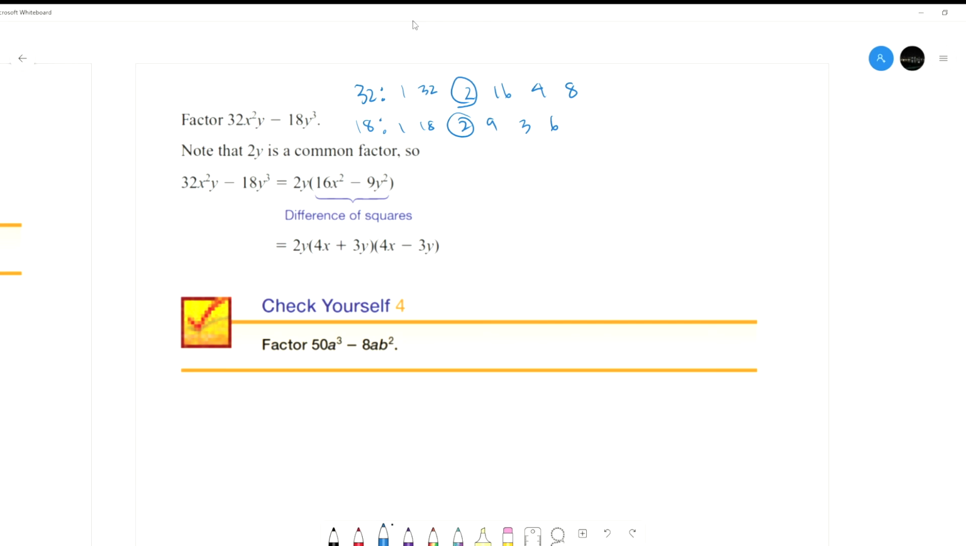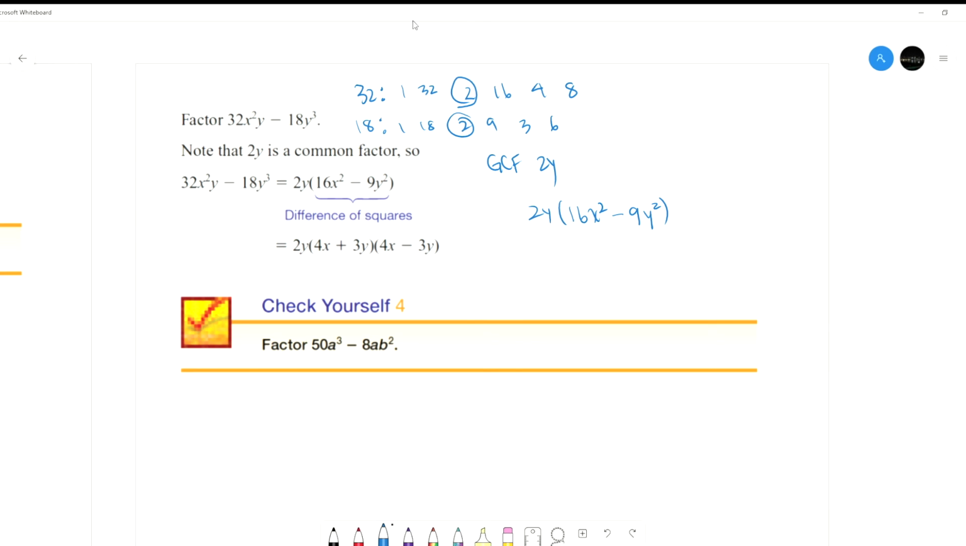Then I look at the variables. There's no x squared in the second term. The y's, the lowest one is y to the first. So the GCF is actually what? It's 2y, right? So let's factor that out. When we factor it out, we're left with 2y times, now we get 16x squared for the first term, and then we subtract because it's a negative, and then 18 divided by 2 is 9, and then y squared, right?